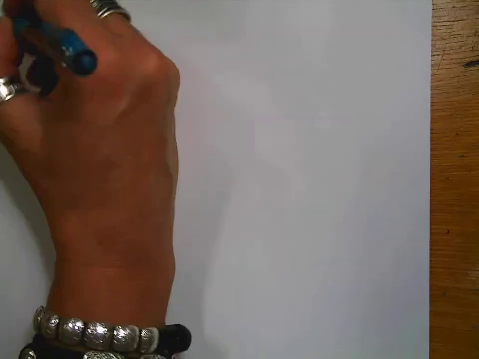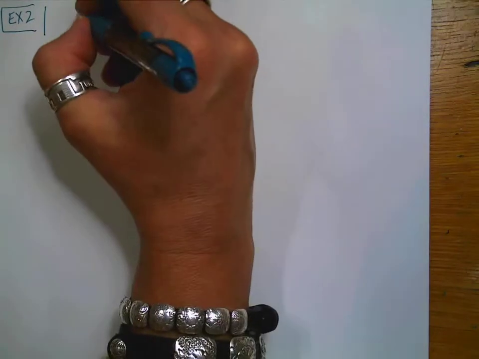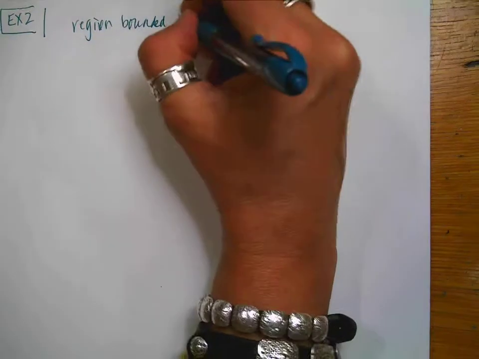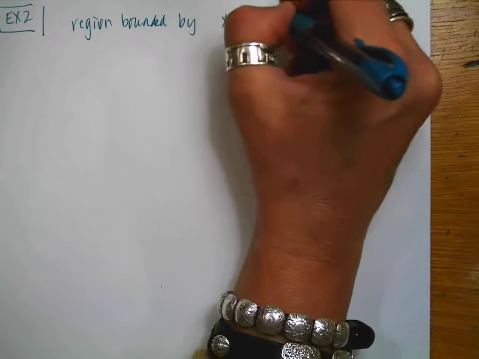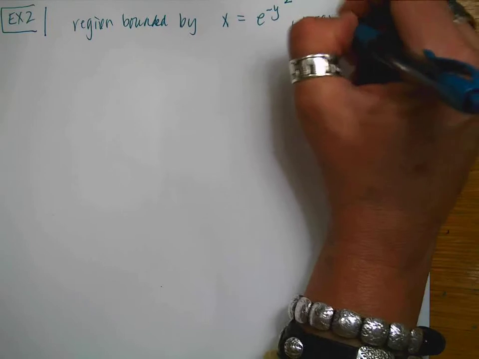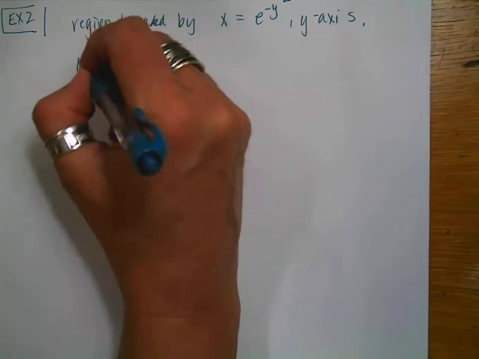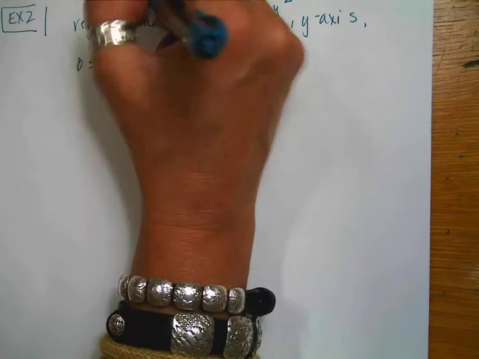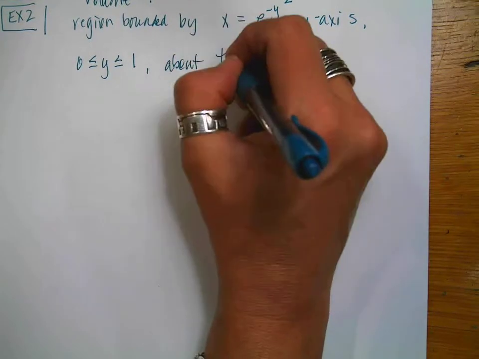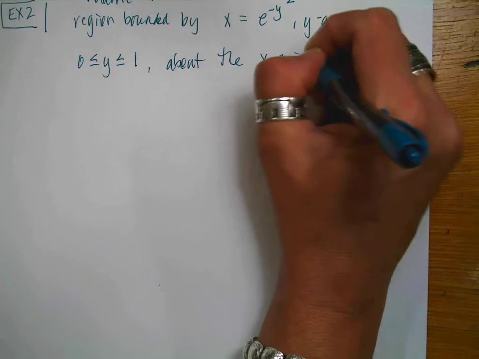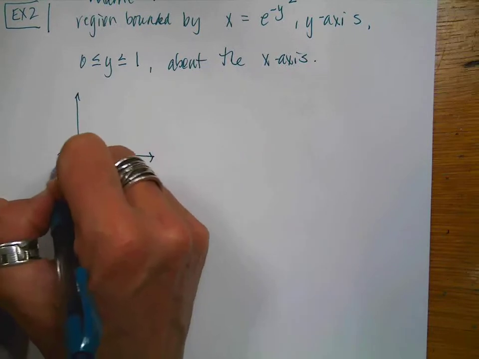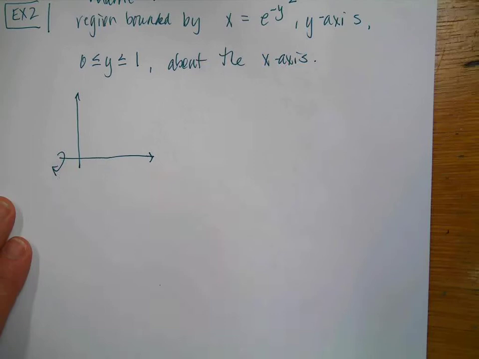All right, let's do our second example. And again, I'm going to use shorthand. So I'm going to have my region bounded by x is equal to e to the negative y squared, the y-axis, and then 0 is less than or equal to y, less than or equal to 1. I want the volume, and we're going to go about the x-axis. So remember that my representative rectangle is going to be parallel to my axis of rotation. So I'm going to have a horizontal rectangle.